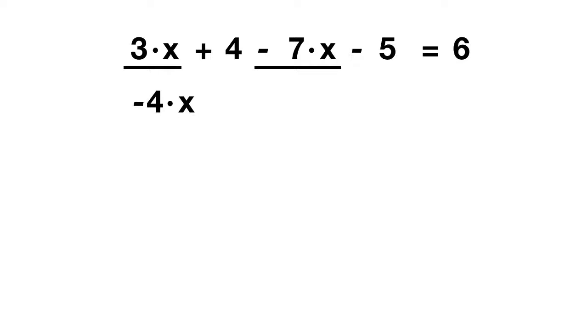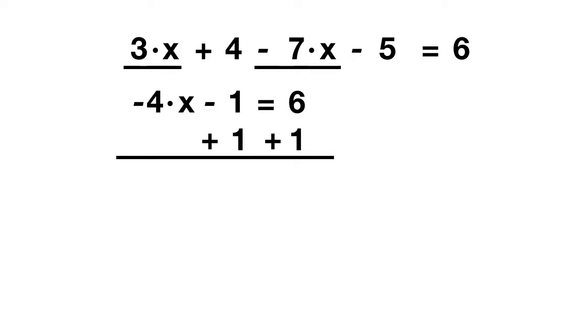Then we can put together or simplify the plus 4 and the minus 5. What's 4 minus 5? 4 minus 5 is negative 1. So in our equation, we'll write minus 1. And this equation equals 6. Now we can solve for it just like any other equation. What is the first thing I should cancel in this equation? Remember to cancel addition or subtraction before multiplication or division. So we'll cancel the minus 1 by adding 1 to both sides.